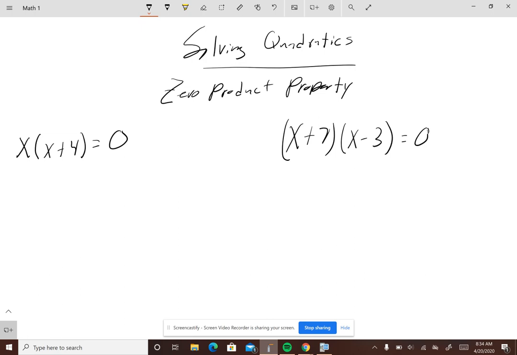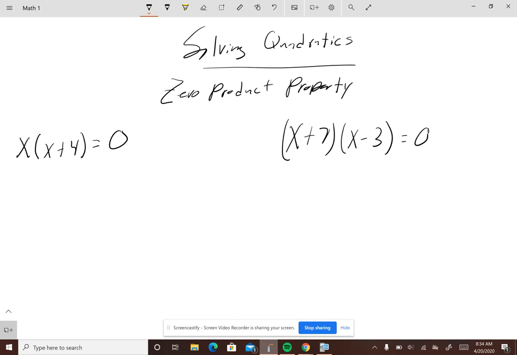Yes, our next way to solve quadratic equations is going to be using something called the zero product property. We're actually going to be using this later on in different methods. So this is kind of the first step to solving by factoring, which is coming next week.